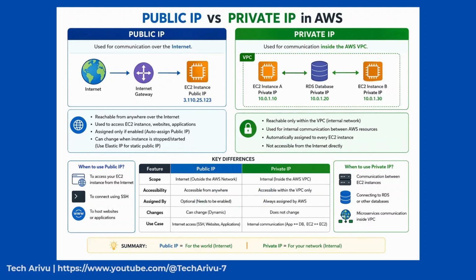Now let's understand when to use each one. Use private IP when your servers communicate internally. For example, web server talking to database. This is more secure and faster. Use public IP when you want external access. For example, accessing your website from a browser or connecting via SSH. So never expose everything using public IP unnecessarily.